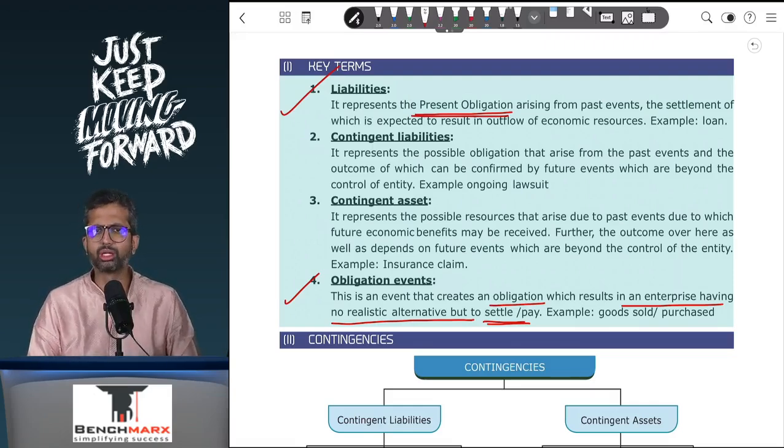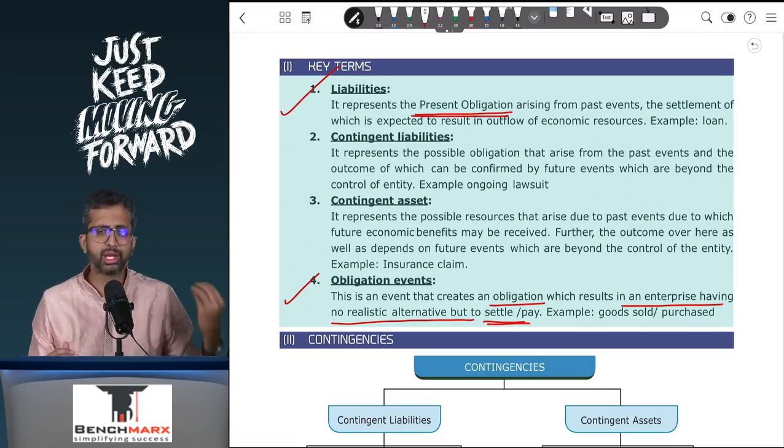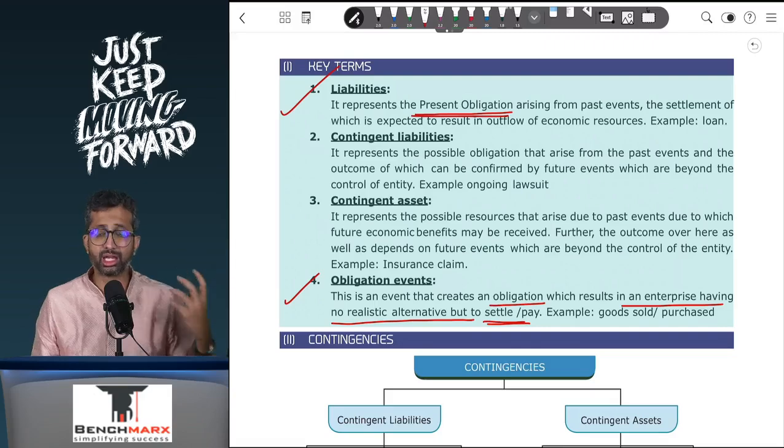Now, when we look at liabilities like loans, like creditors, there's no uncertainty in their measurement. If there's a 10 lakh rupee loan, I know I have to pay 10 lakh rupees.